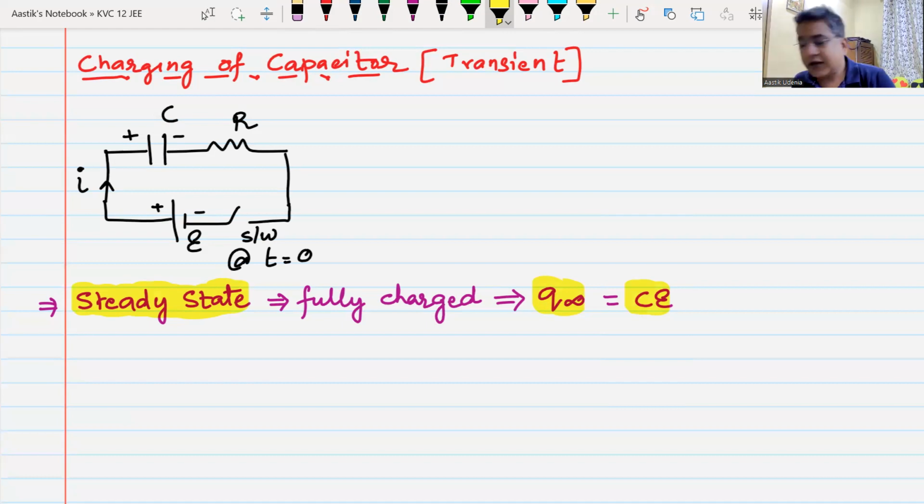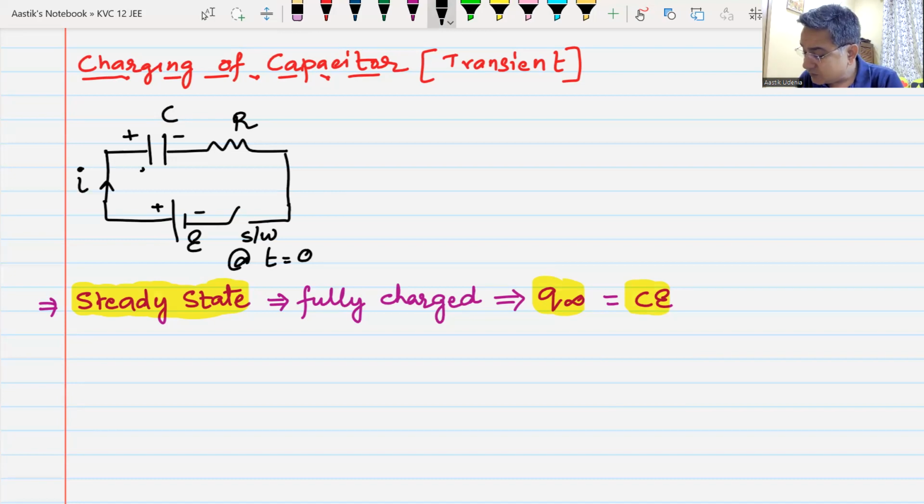Now, between the time t is equal to 0 and t is equal to infinity, again I must tell you that this time interval is very, very short. The charge of the capacitor will keep on changing, and we can find out how the charge on the capacitor varies. I will just write the equation. I'm not going to solve it. I'm just going to give you the result.